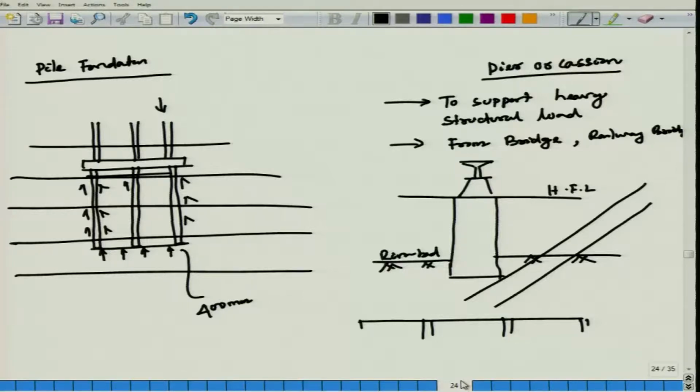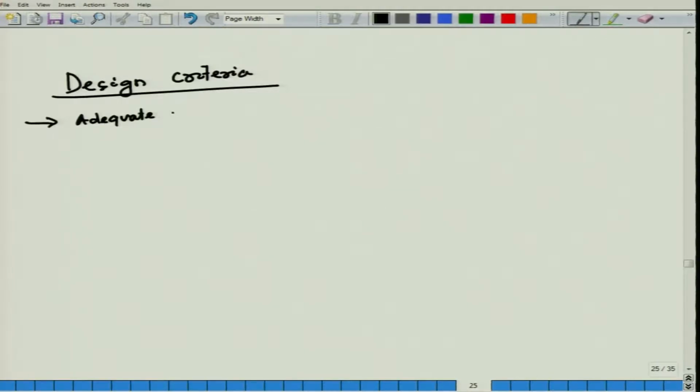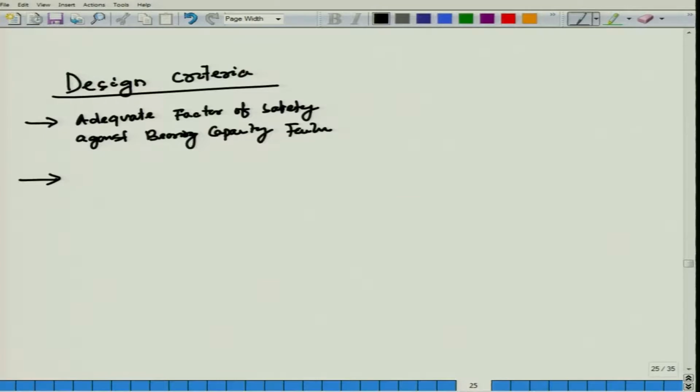Now, come to your design criteria. As a geotechnical engineer, in design criteria there are two. One is adequate factor of safety against bearing capacity failure, then settlement within your permissible limit. Settlement means both consolidation as well as immediate settlement as well as your differential settlement within your permissible limit.